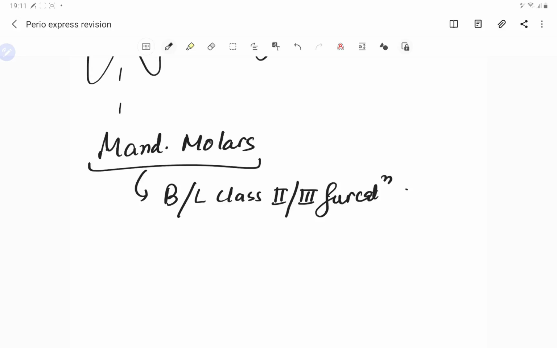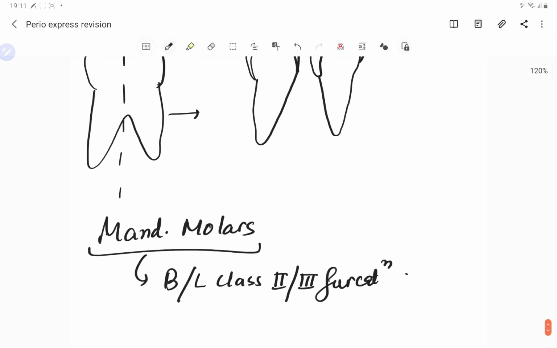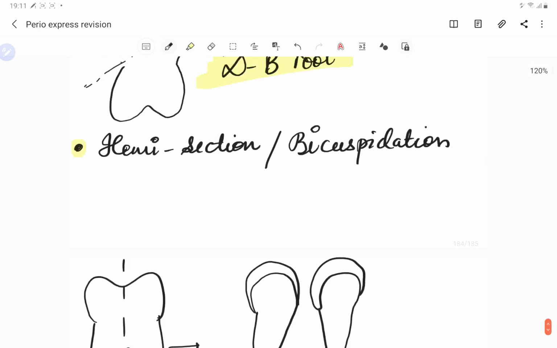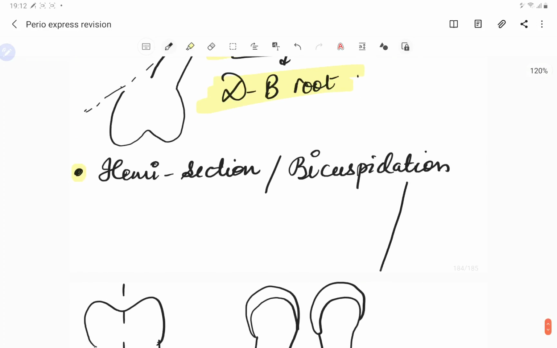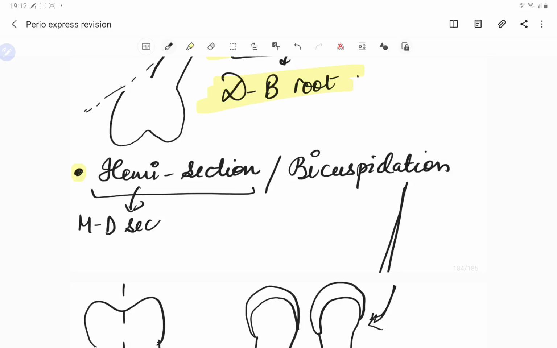Sometimes in hemi-section, see guys, there are two things. Bicuspidization is keeping both the cusps, right, and making them abutments. But in hemi-section, sometimes we remove the most diseased root and we keep the good root and use it as the abutment. So we section it in a mesiodistal way. So mesiodistal sectioning in case of hemi-sectioning.